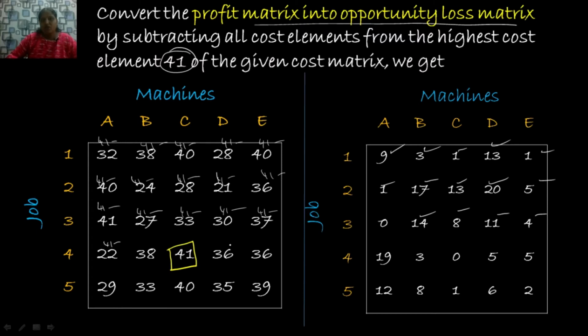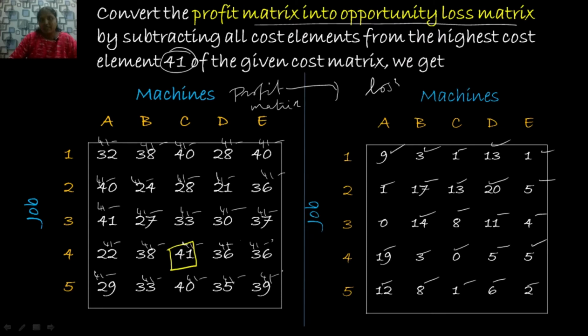For the fourth row, 41 minus 22, 19. 41 minus 38, 3. 41 minus 41, 0. 41 minus 36, 5. Again 41 minus 36, we have 5. And for the last row, 41 minus 29, 12. 41 minus 33, 8. 41 minus 41, 0. 41 minus 35, 6. And 41 minus 39, 2. So now we have converted this profit matrix to a loss matrix.